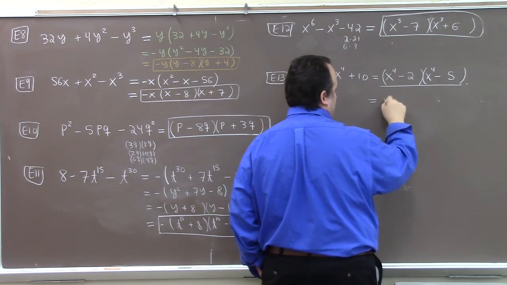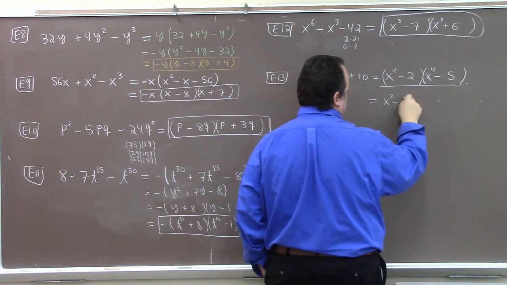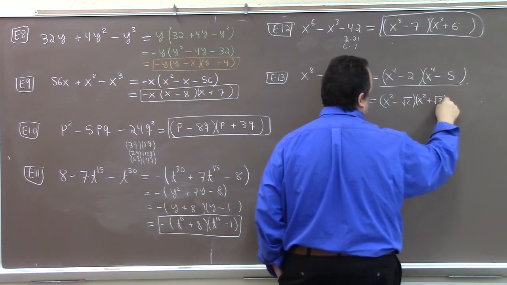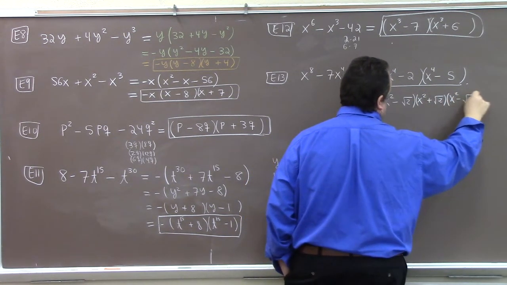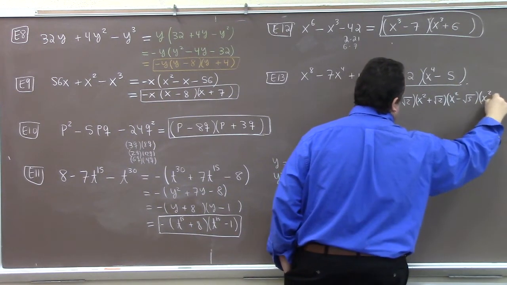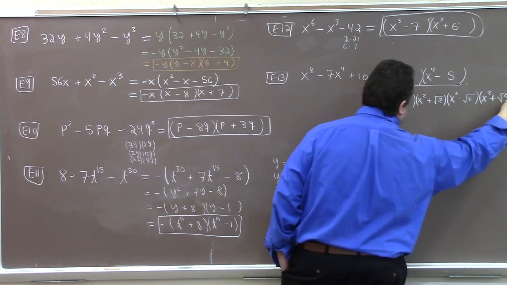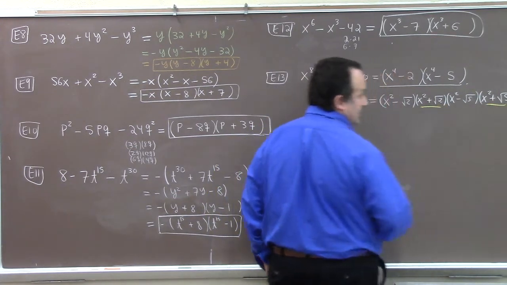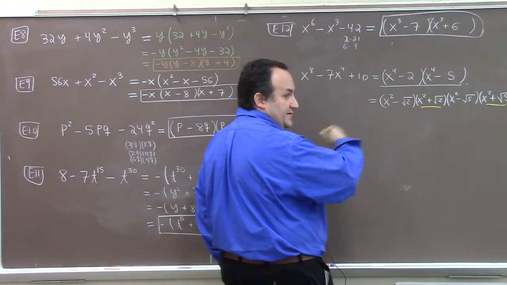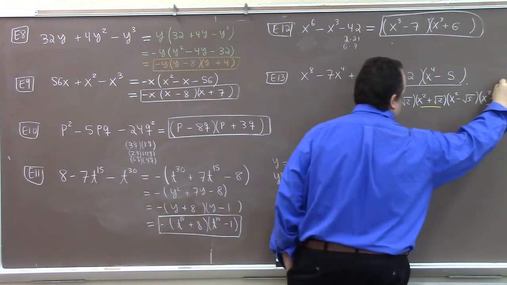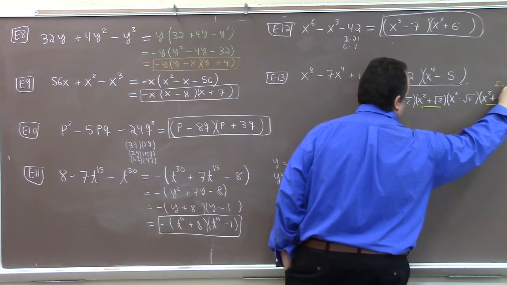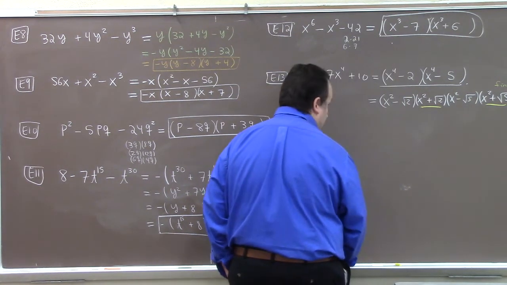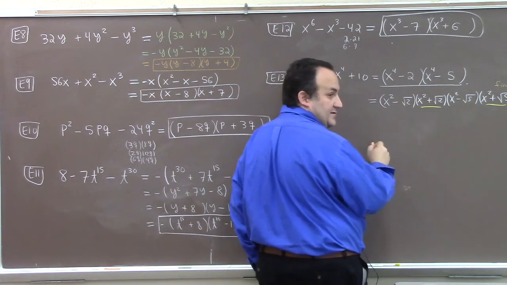This is x squared minus the square root of 2, x squared plus the square root of 2, x squared minus the square root of 5, x squared plus the square root of 5. These guys are done. They're already sums of squares. Finito, these guys. The other ones, again, difference of squares.